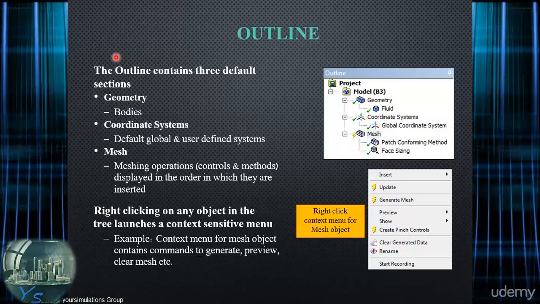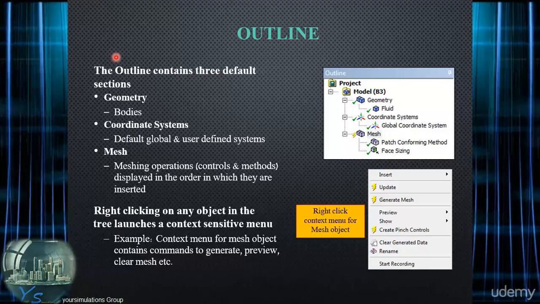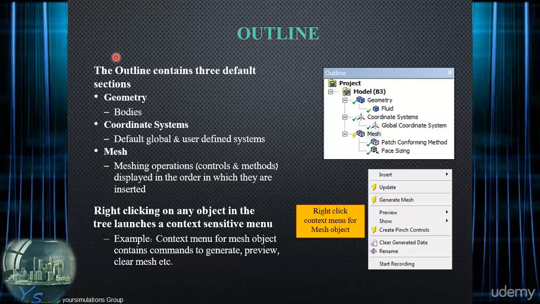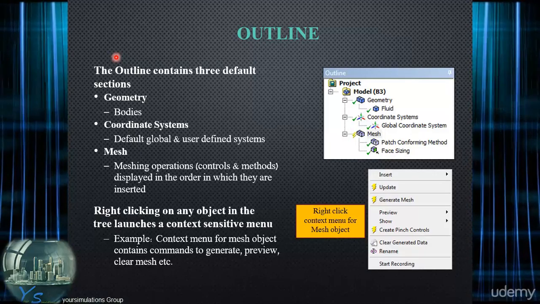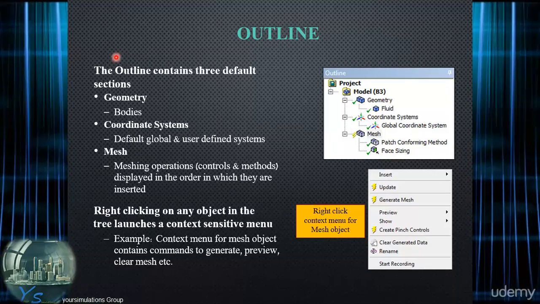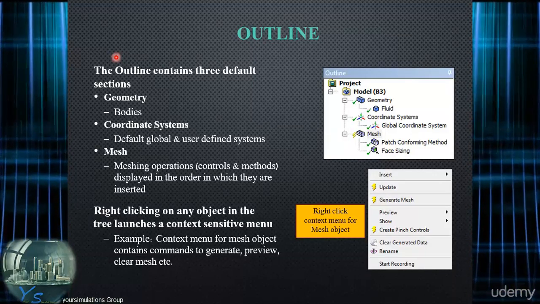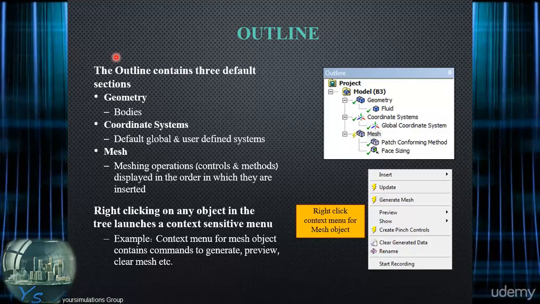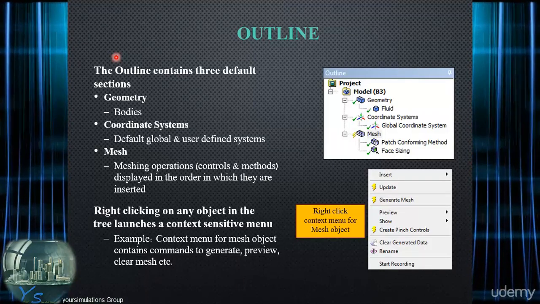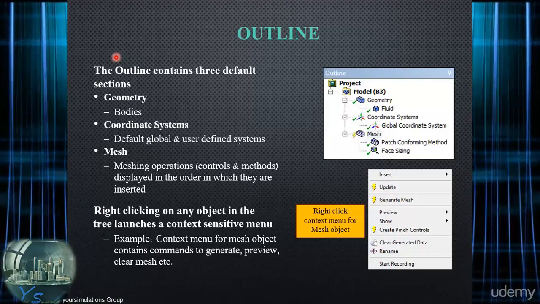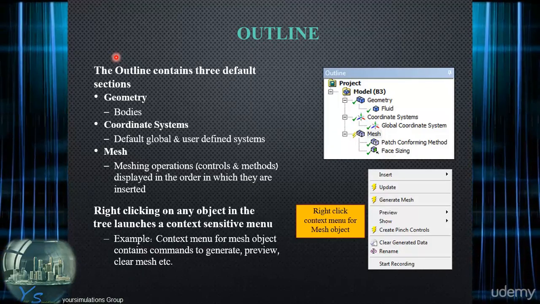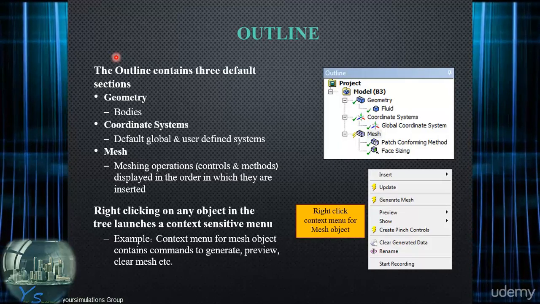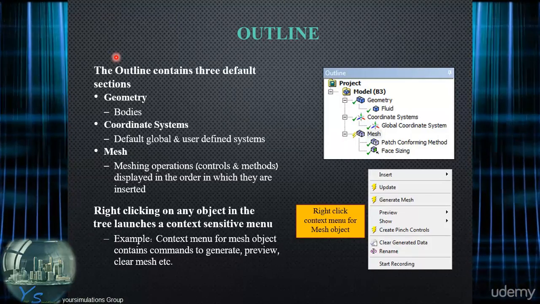The mesh object in the outline contains all meshing operations like methods or local sizings. They are displayed in the order in which they are inserted. This order cannot be changed afterwards, but it is only relevant if settings overlap. Then the last inserted item is dominant over the ones defined previously. Therefore, the order is much less important than in Design Modeler.